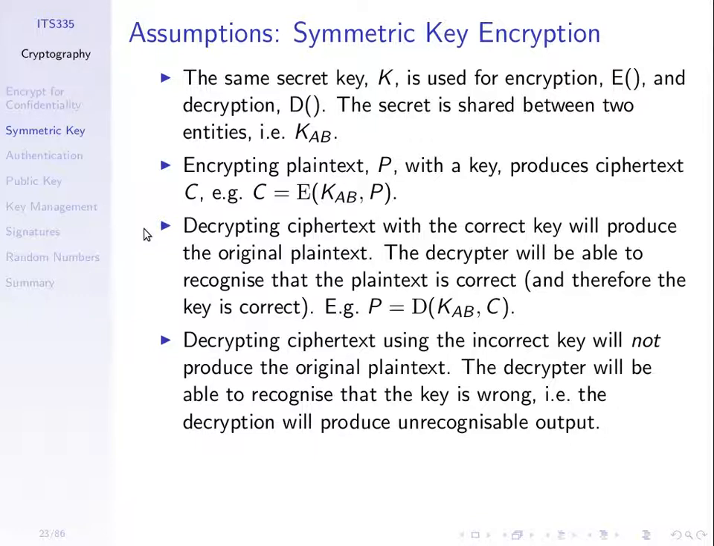So, some notation. With symmetric key encryption, we use the same secret key, which we denote as K, for both the encryptor and decryptor. So that key is used for encryption and decryption. If A is communicating with B, let's say there's user A and user B, then we'll often write the key as K subscript AB.